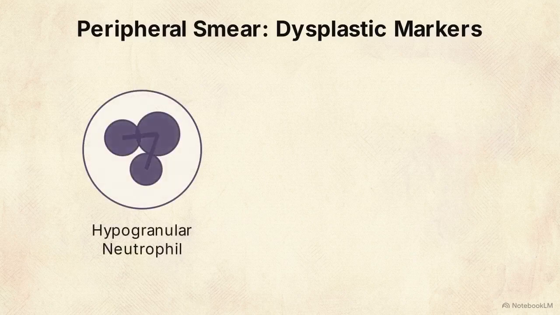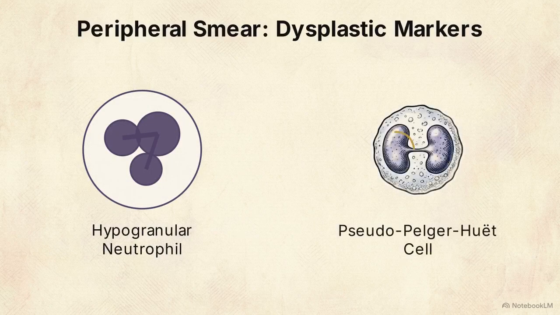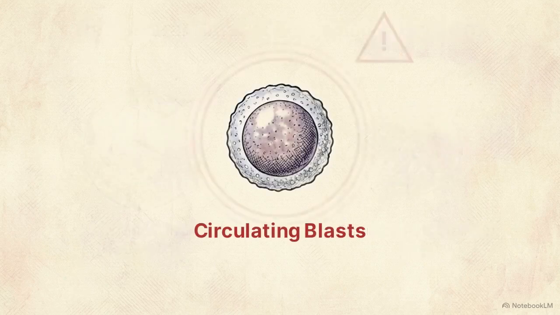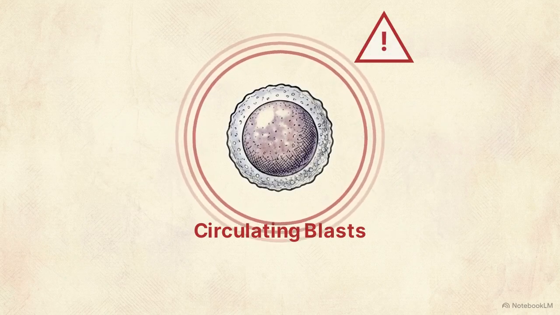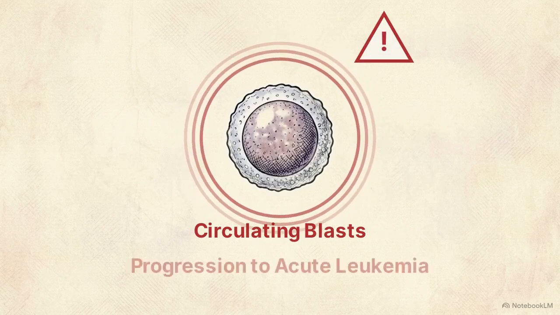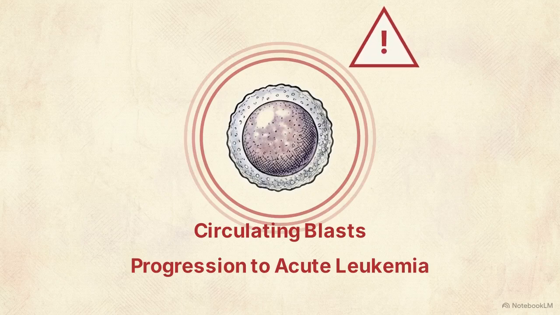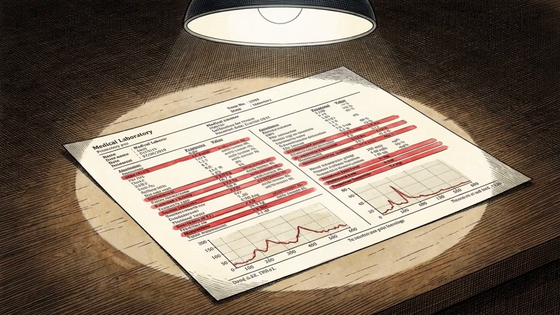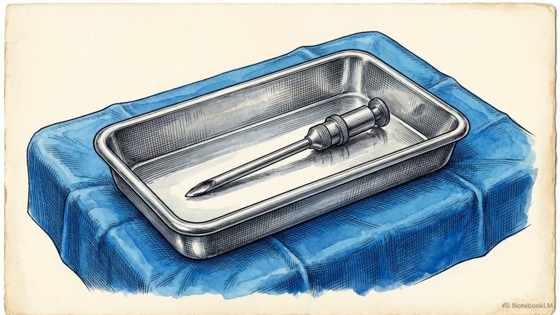You will see hypogranular neutrophils lacking their normal cellular contents and pseudo-Pelger-Huët cells identified by their abnormal bilobed nuclei resembling a pair of glasses. The detection of rare circulating blasts on this smear is a definitive red flag, marking progression towards severe disease and acute leukemia. While the smear and cytopenias raise the alarm, they cannot confirm the disease. A formal bone marrow biopsy is strictly required to lock in an MDS diagnosis.